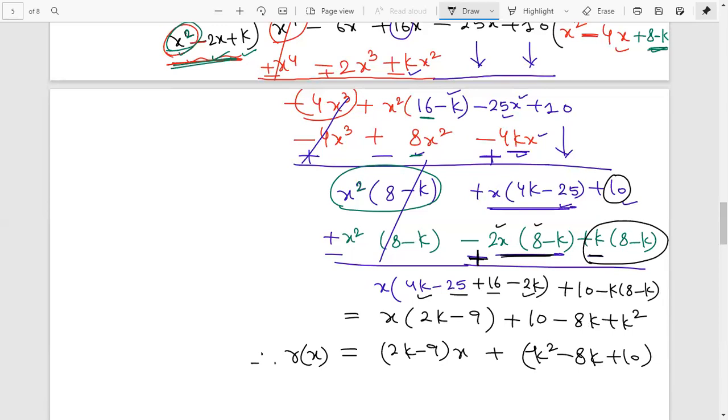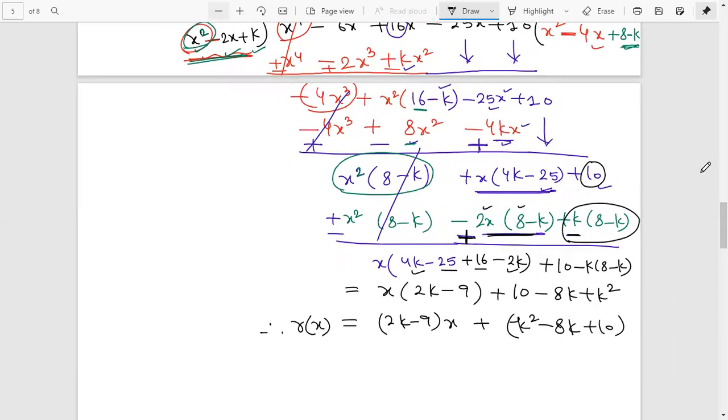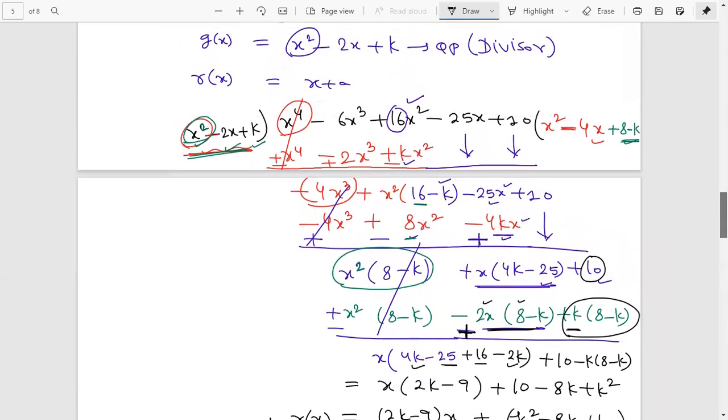Yes, sir. Now we can see we got this remainder, and the remainder is actually given in the question. We can equate both the remainders, because one is given, and one remainder we have found by dividing this p(x), the given polynomial of degree 4, by a quadratic polynomial of degree 2. So the remainder is basically x plus a value.